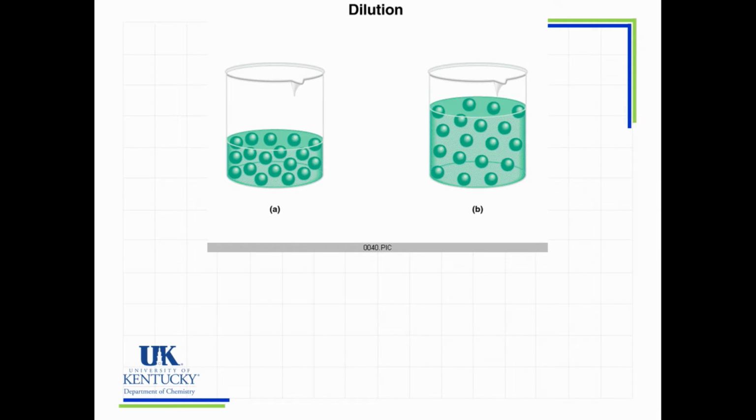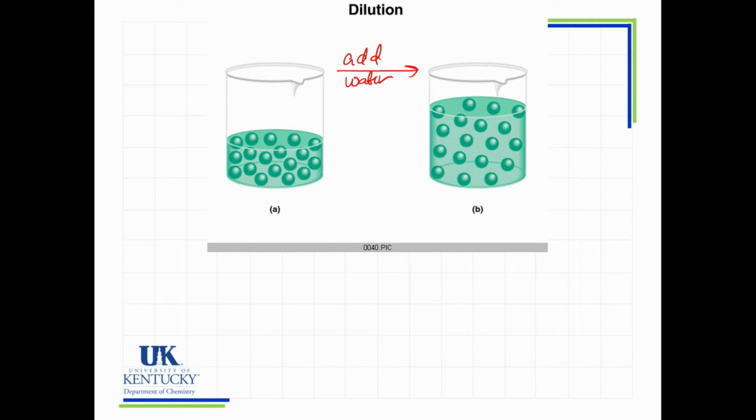So let's imagine this picture here. What's happening in this image? On the left, we have a beaker, and the green balls that we see in there represent the solute, and the rest of it is the water surrounding it. As I go from image A to image B, I'm adding water. So as we add water, what is changing? Is the volume changing? Certainly, we can see there's a whole lot more in image B than in image A.